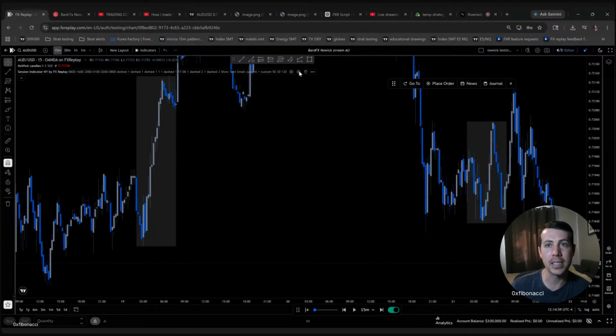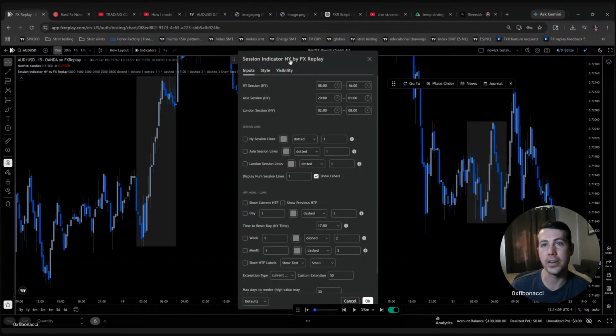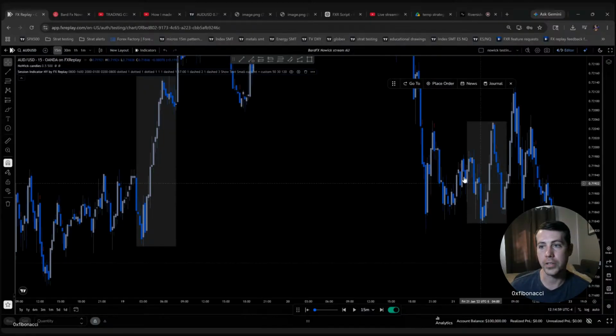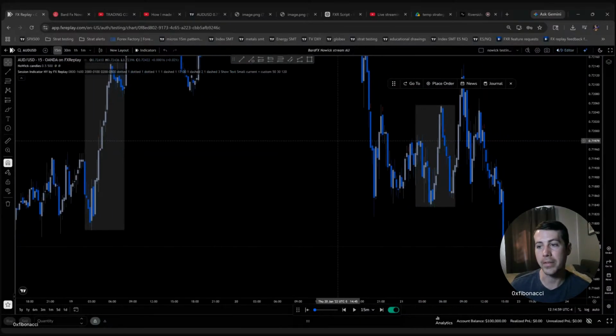In terms of the session window, I just have this session indicator, New York by FX Replay, and I have 2 to 8 as the window that I'm trading, to line up with his 8 a.m. to 2 p.m. Sweden time. So pretty much the London session, a little over 1 hour before the open. I have this marked out with a gray shaded area for our trading session. And that's it. So we have everything we need.